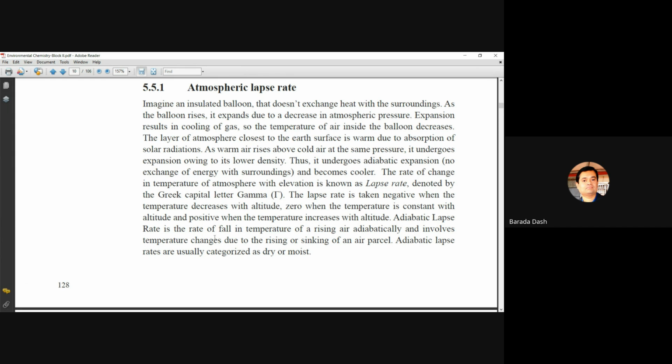So what is the adiabatic lapse rate? The adiabatic lapse rate is the rate of fall of temperature of rising air adiabatically, and it involves temperature change due to the rising or sinking of an air parcel.